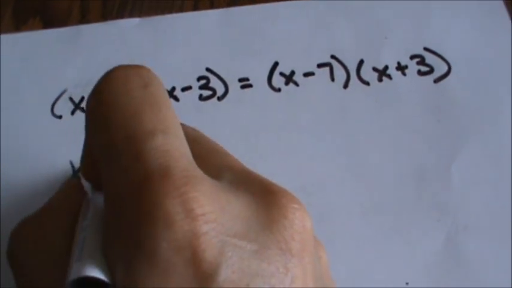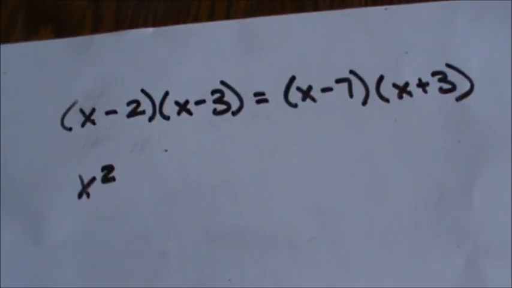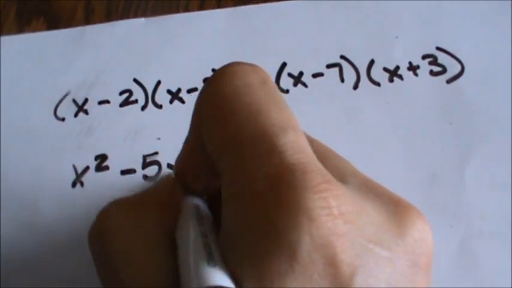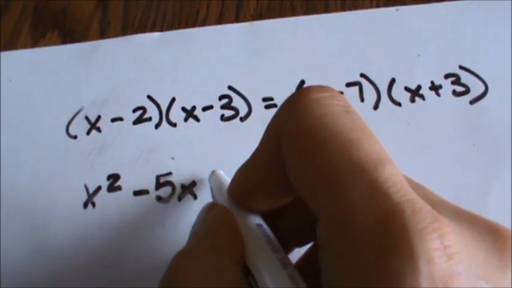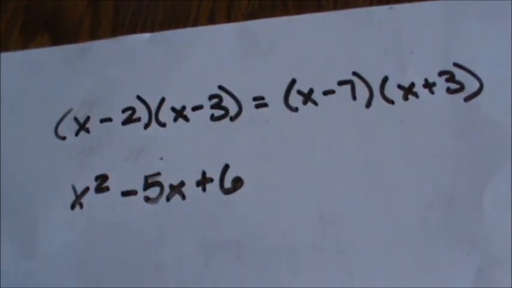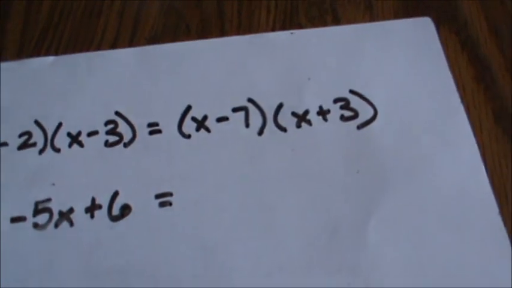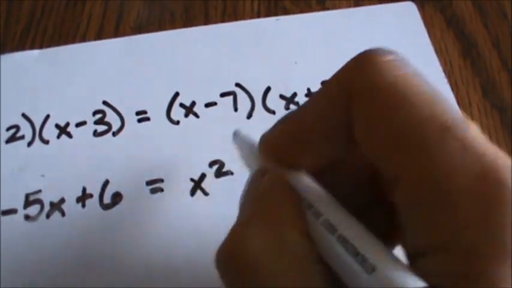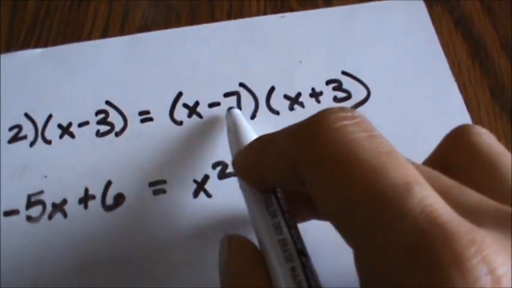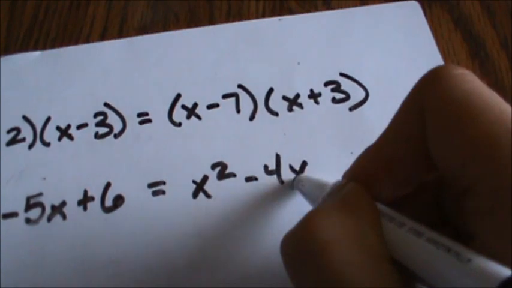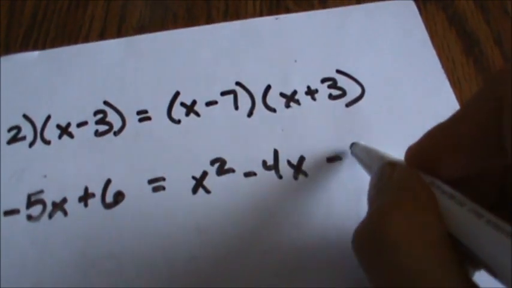X squared first. Outer is negative 3x, inner is negative 2x, so that's negative 5x. And the last is negative 2 times negative 3, it's a positive 6. Do the same thing on this side. First, x squared. Outer is 3x, inner is negative 7x, so that's negative 4x. And last is negative 21.